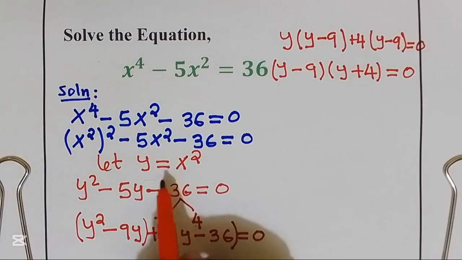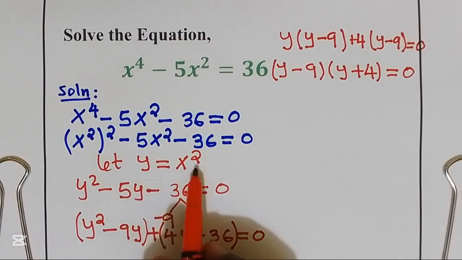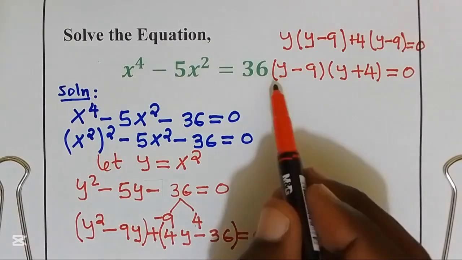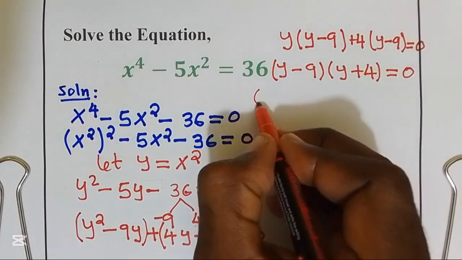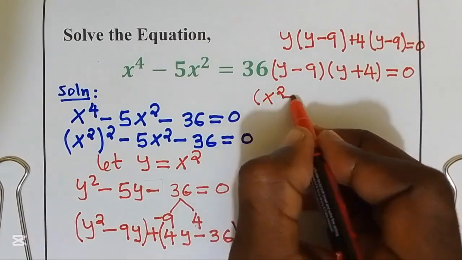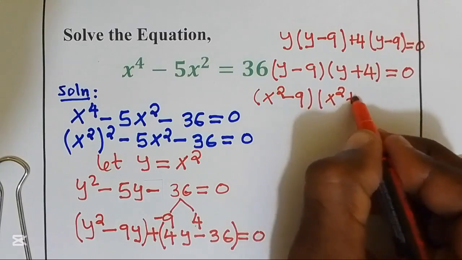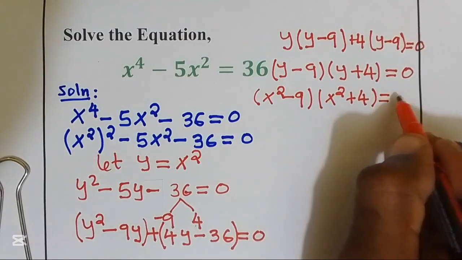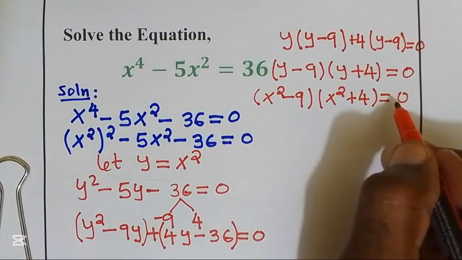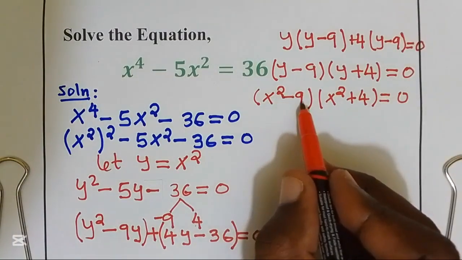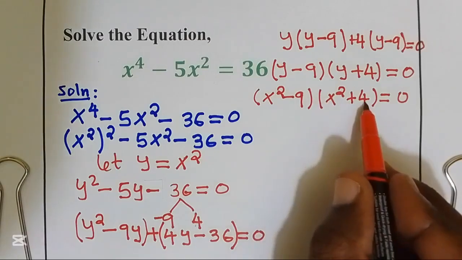But remember, we let y equal to x squared. So I'm going to substitute here the value of y as x squared. That is going to be in the bracket x squared minus 9, x squared plus 4, equal to 0. We have two factors, x squared minus 9 and x squared plus 4, equal to 0.